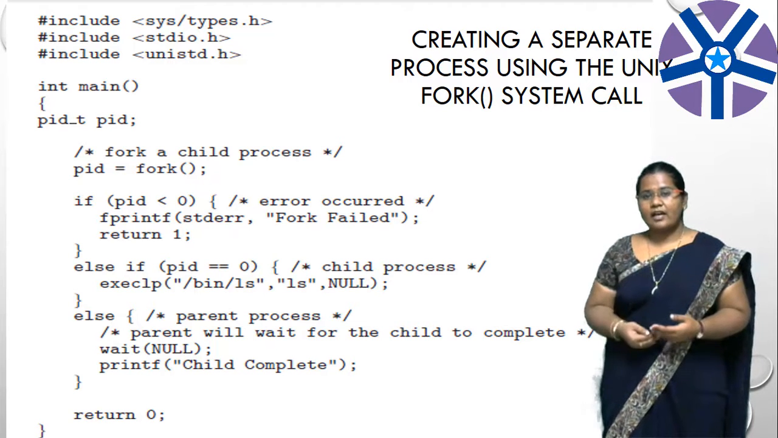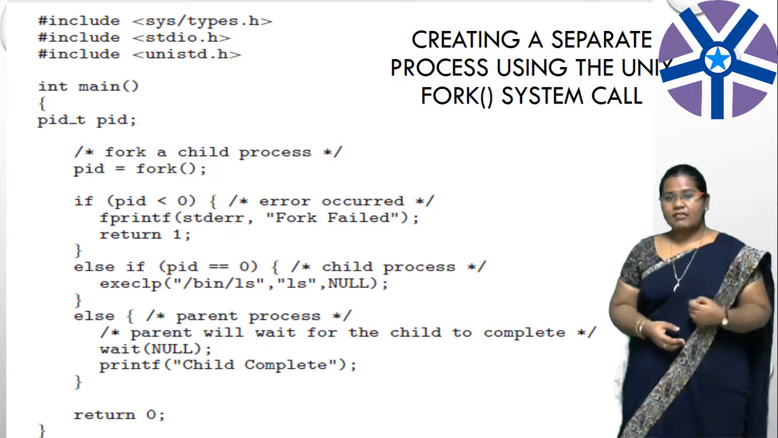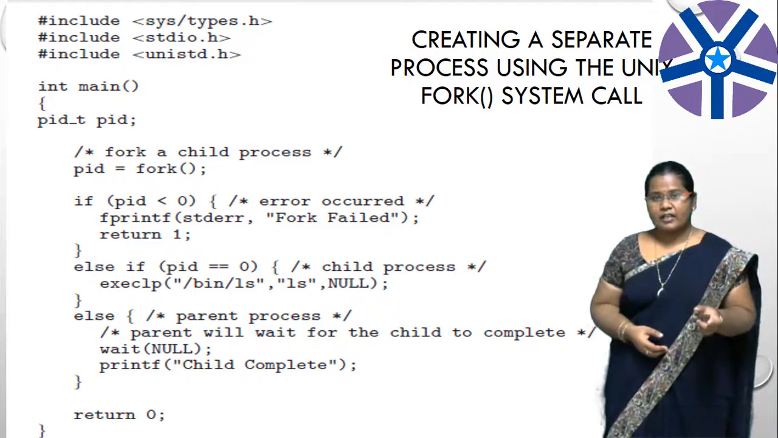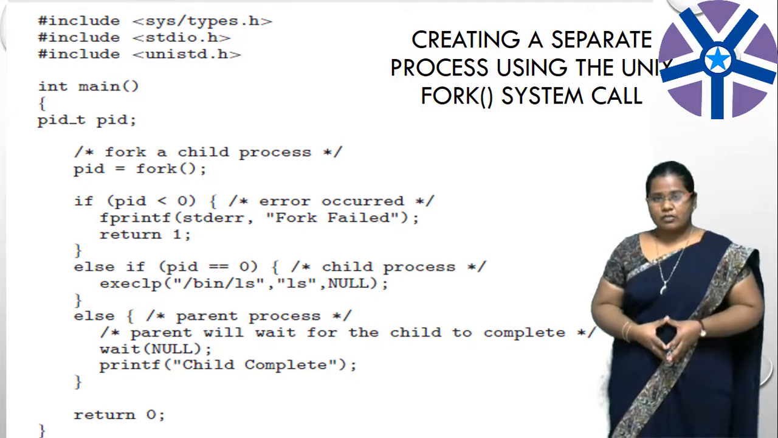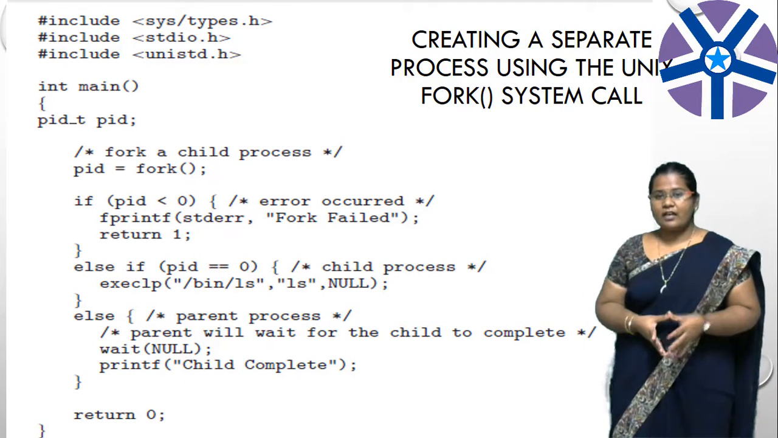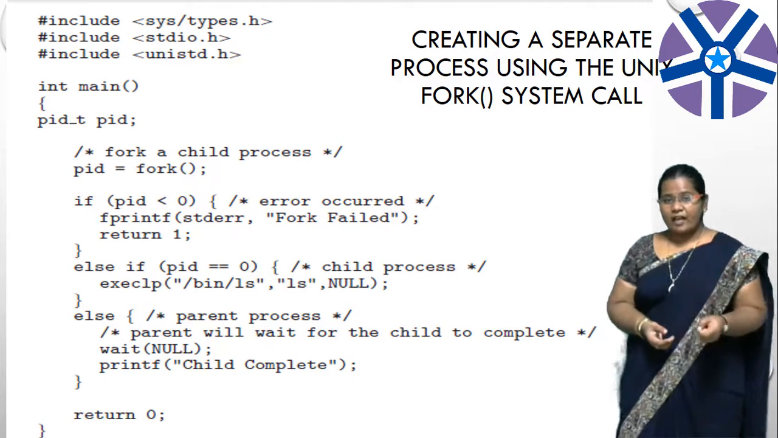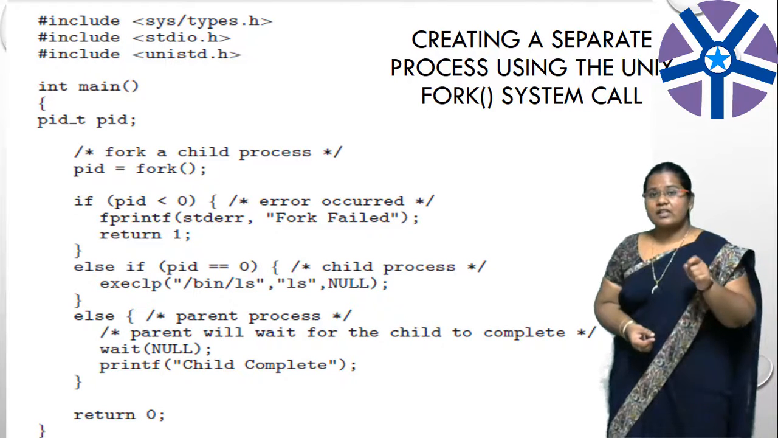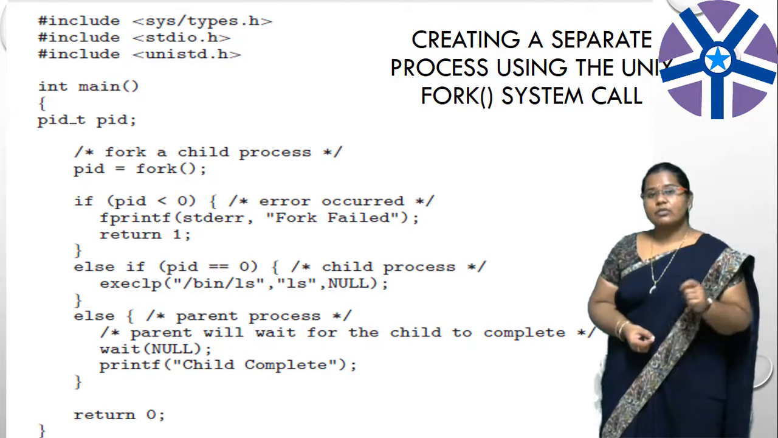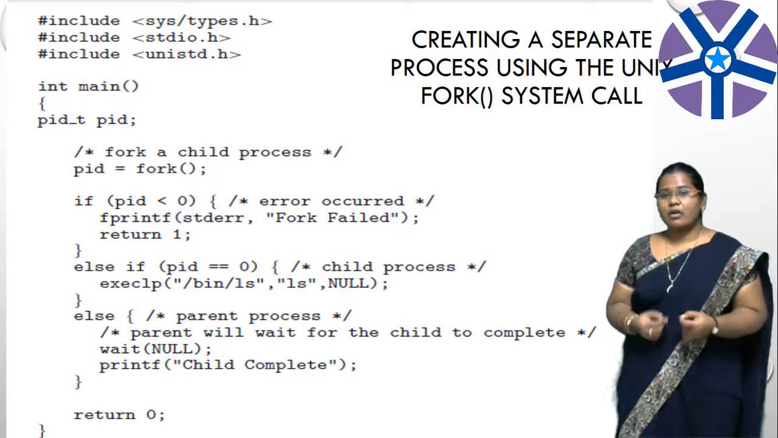Like how we have the int, float and char data types, in the same way a process ID will have a data type in order to store the ID, and that is pid_t. So in order to make use of that, we are including the types.h header file and stdio.h for IO operations, and unistd.h is a header file which consists of a system call which is used to create a child process.